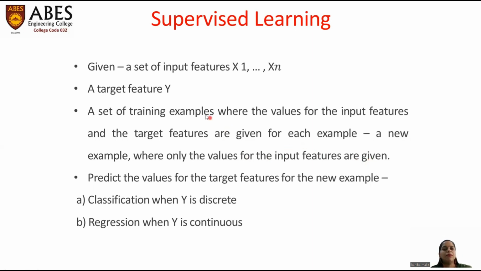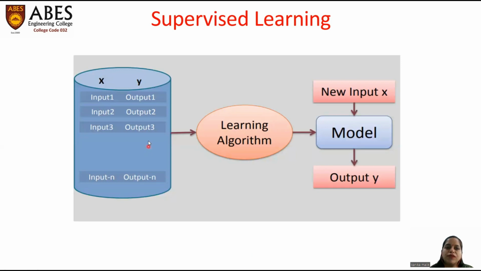That means some training data set has been given that would contain some of the feature values, some of the example values, and with the help of that training example, I have to predict my output value. So this is the case of supervised learning. So going back to the figure, this is the supervised learning case.